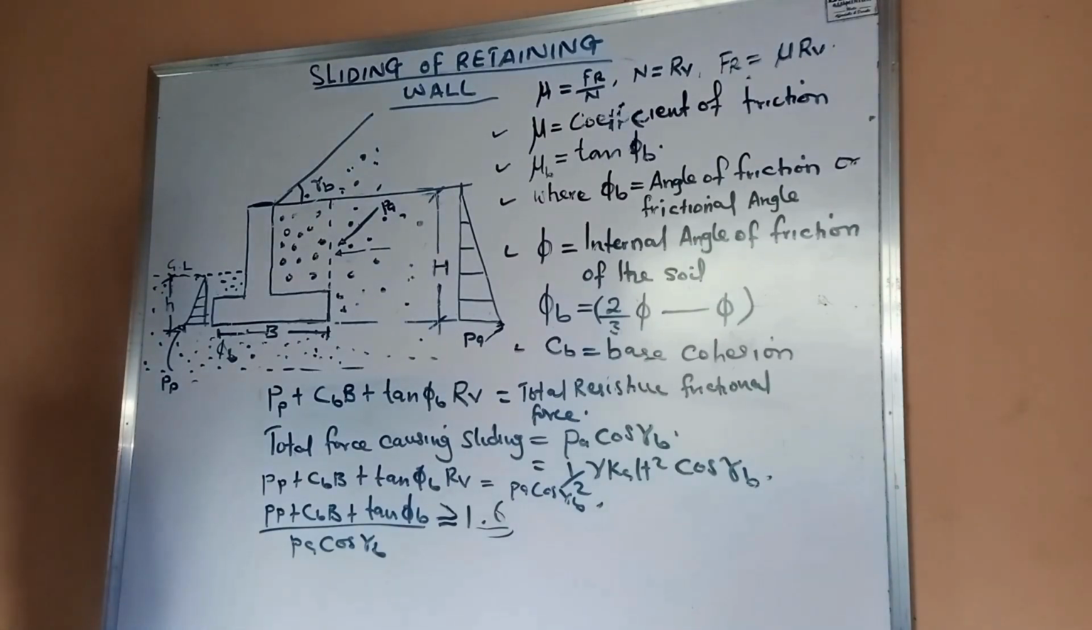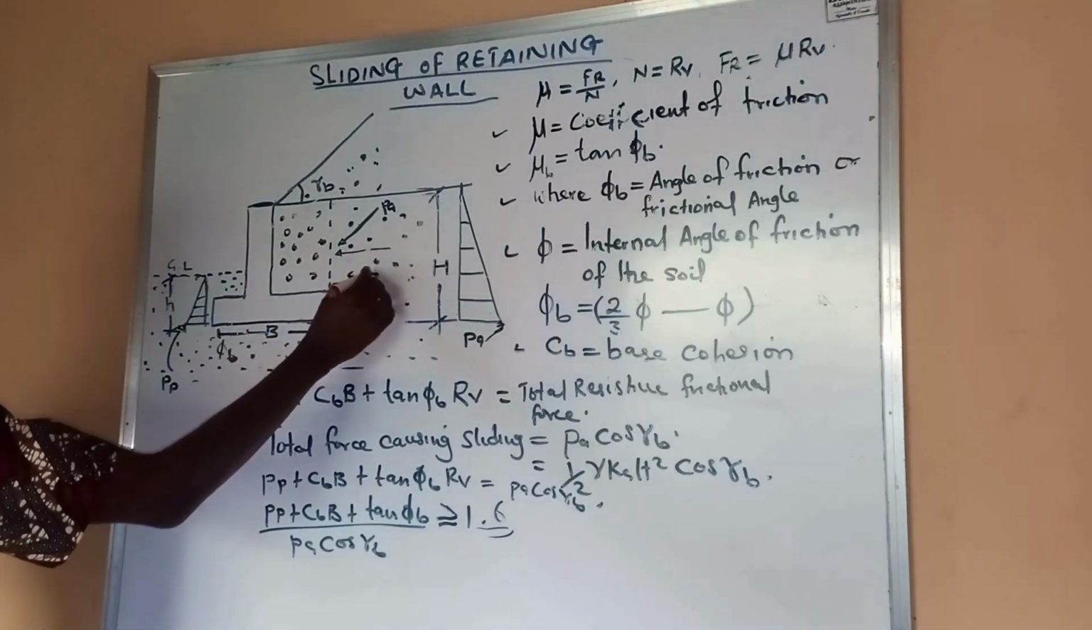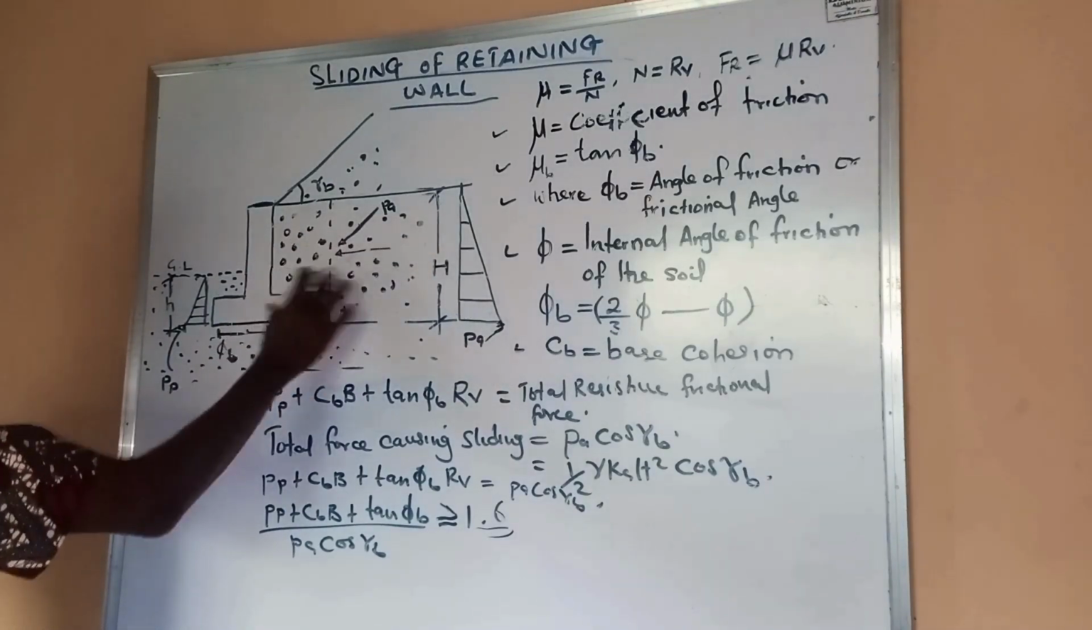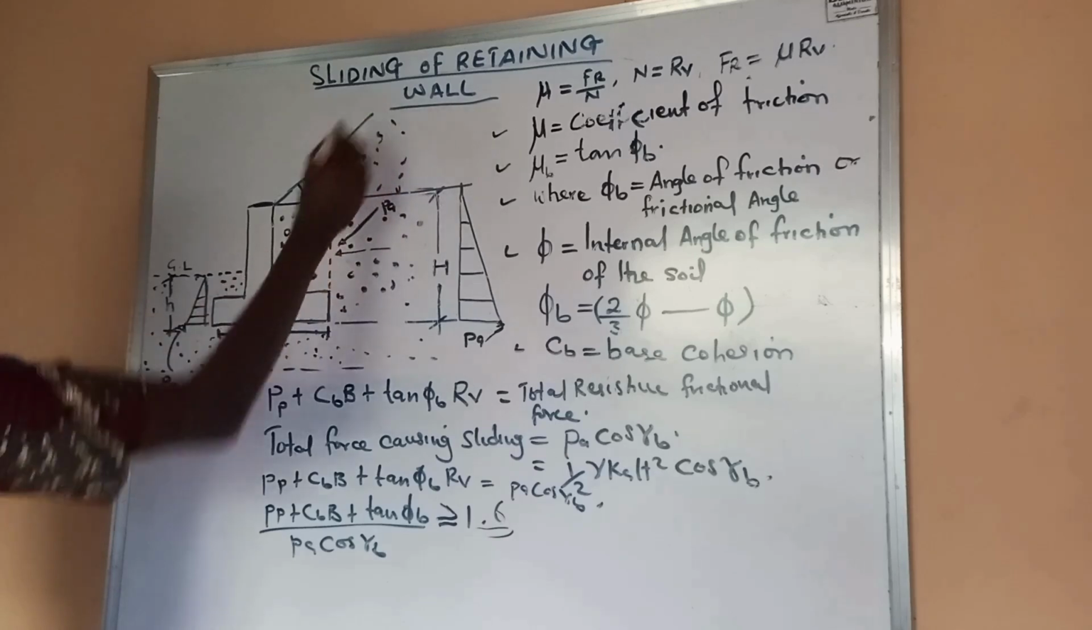Next, we are going to look at some of the parameters. For example, the backfill soil, which is the soil within this whole zone, we have the backfill soil.